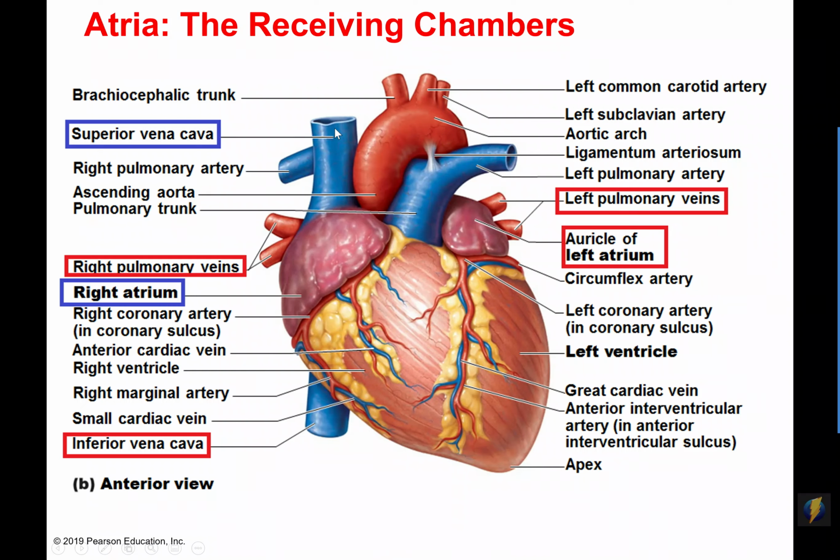So you can see here is the superior vena cava bringing blood to the heart from the upper body. Here's the inferior vena cava bringing blood from the lower body into the heart. You can see here is the right atrium covered by its little auricle flap. Here is the left atrium covered by its auricle flap. You can see here are the right pulmonary veins. Here are the left pulmonary veins. They are going to be what is bringing blood from the lungs to the left atrium.